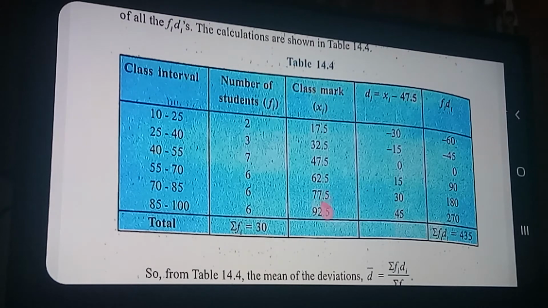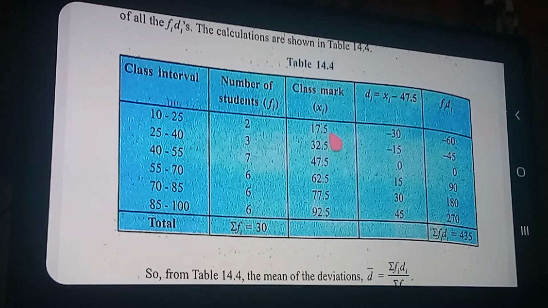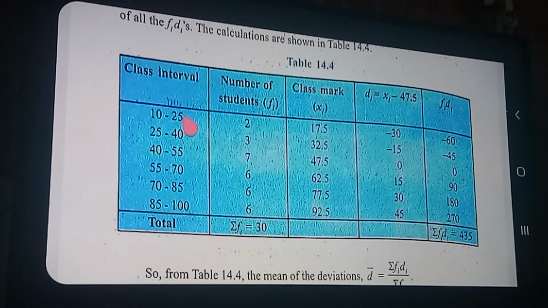Here class mark means the mid value of each class. The mid value of each class we are calling the class mark. How do we find the mid value? 10 plus 25, that is 35. 35 divided by 2 is 17.5.